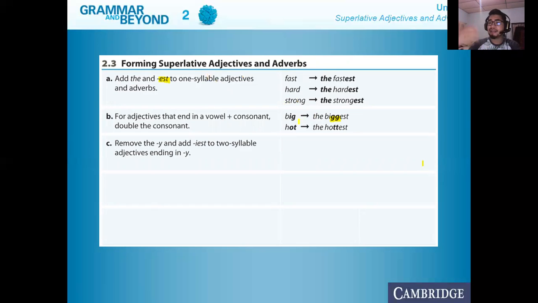Remove the Y and add iest to two-syllable adjectives ending in Y. The same rules as the comparatives. Really simple to follow because busy will become the busiest. Or early will become the earliest.